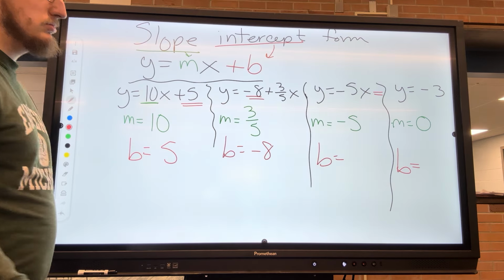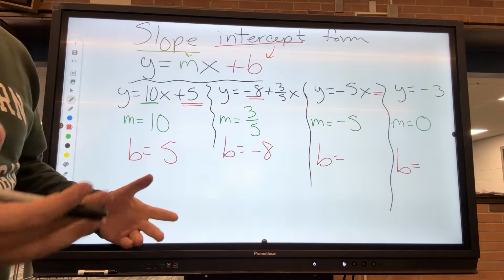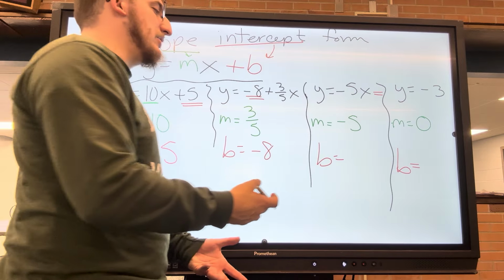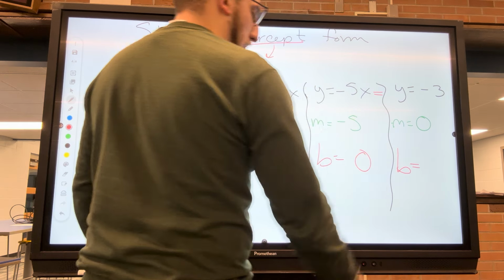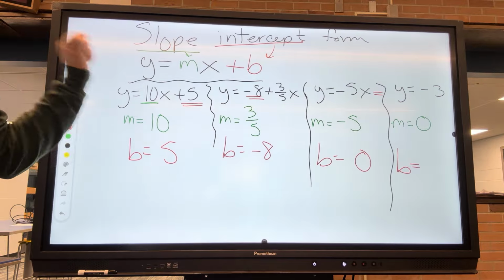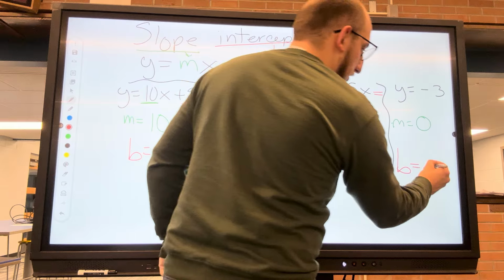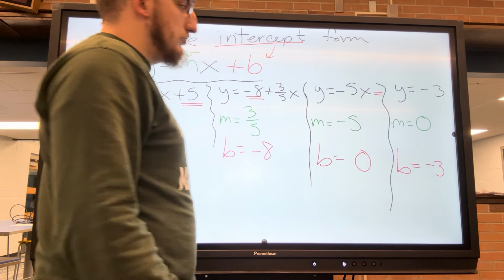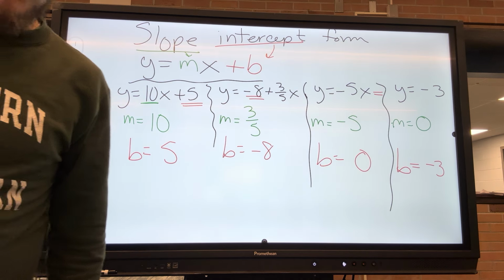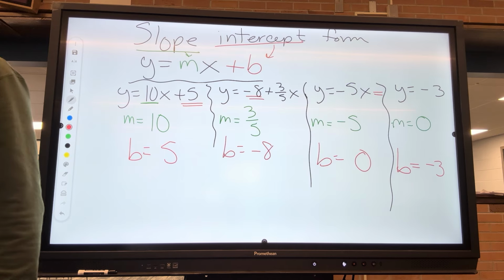There's nothing there. But if there's nothing there, we know there's an invisible number. And what's that invisible number? 0. So that y-intercept is 0. And this last one, your y-intercept is -3. Nice, simple, and easy. Deal?